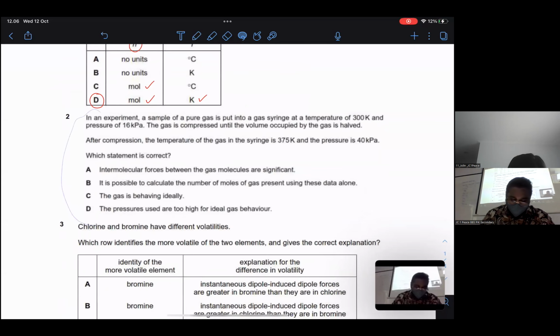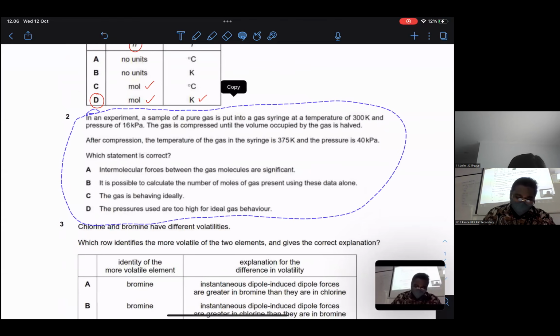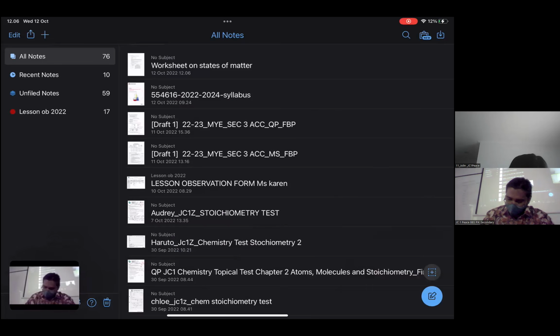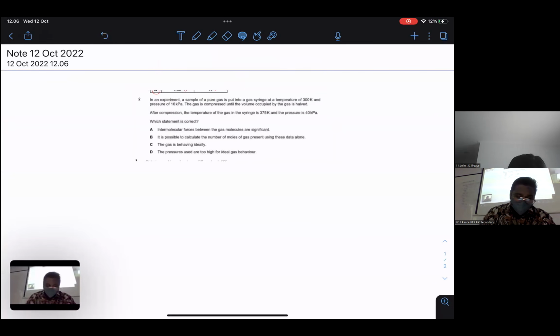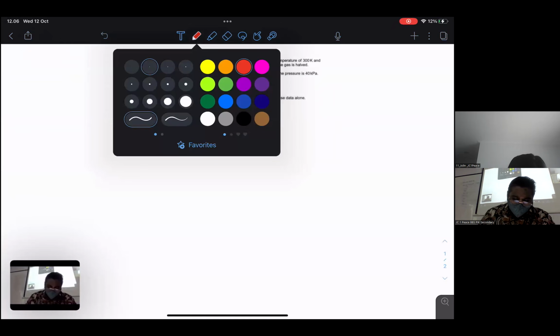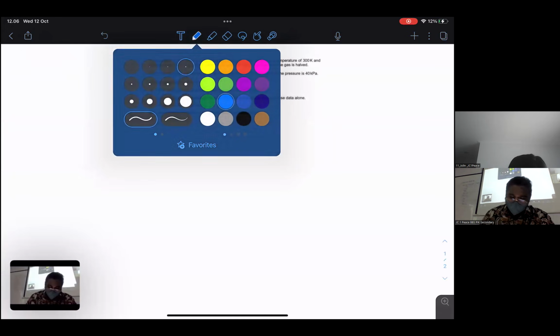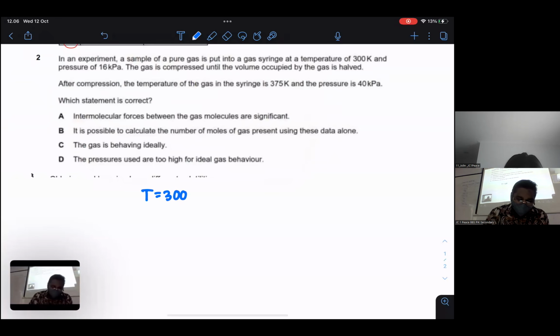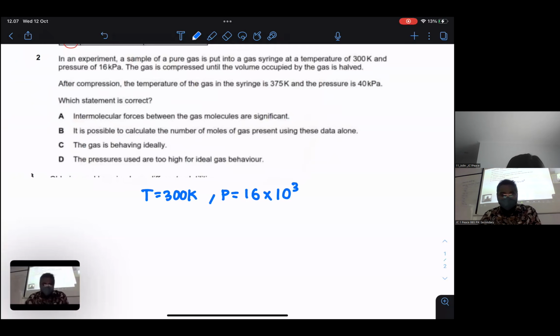So I will copy this question, and I will use another one. Now, if you look over here, they say that you have a sample of pure gas and they put it at temperature 300 Kelvin and the pressure was 16 kilopascal. So let's say you want to change it into Pascal also. I just change it over here.